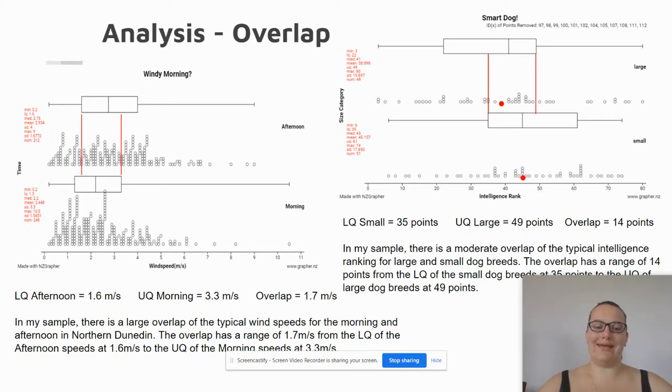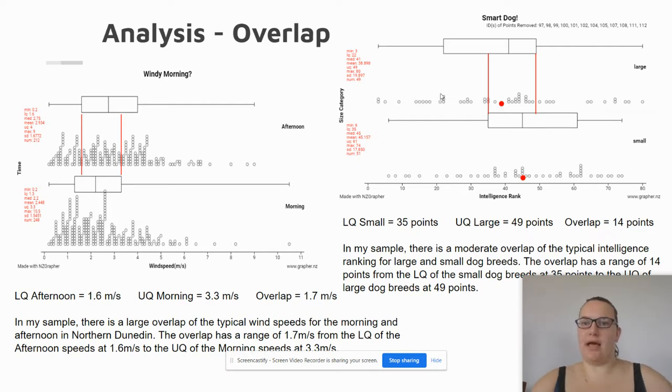Now, I use the words "large overlap" here. The reason I say large is because we've got 50% of our data in each of these boxes, 50% of morning wind speeds and 50% of afternoon wind speeds. We can see that most of those data points are similar, because we've got 25% plus a bit more here, and another 25% plus a bit more here. This is considered a large overlap, because we look at how much data is overlapping, and it's quite a significant amount of our 50%.